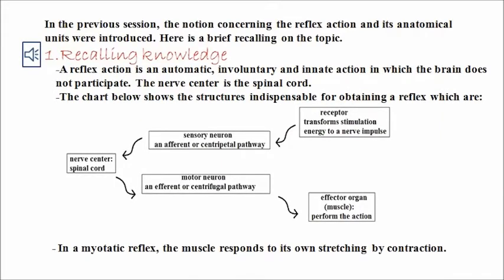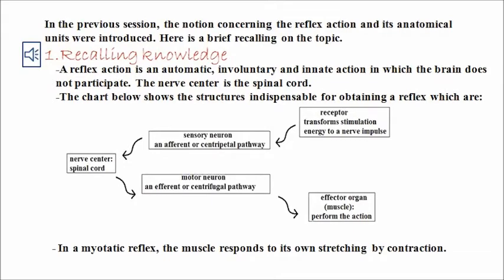We're going to start with the recalling knowledge, which is found on slide 3. As you would read along, we started with the definition of the reflex action. The reflex action, as you now know, is an automatic, involuntary, and innate action in which the brain doesn't participate. The nerve center is the spinal cord. This is why the next slide is going to be dealing with the organization of the spinal cord. Now, below we have a chart which is quickly reviewing the elements needed for the reflex action, starting from the receptor, the sensory neuron, nerve center, motor neuron, and the effector organ.